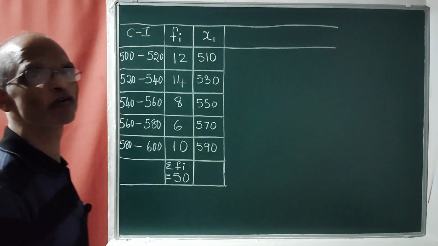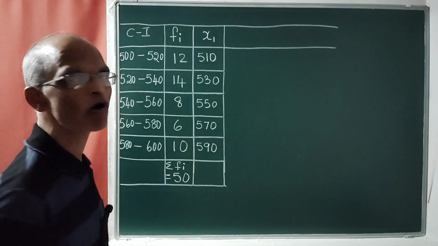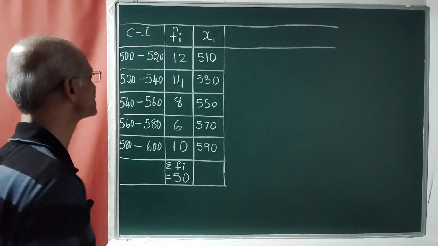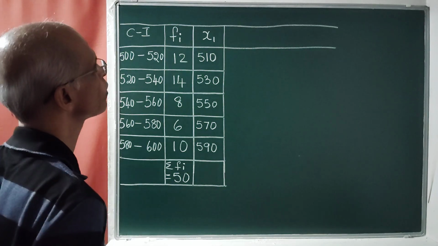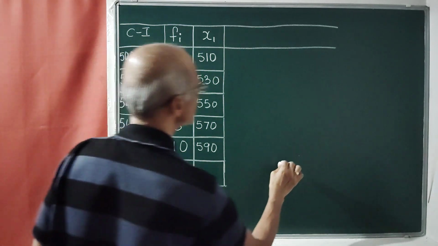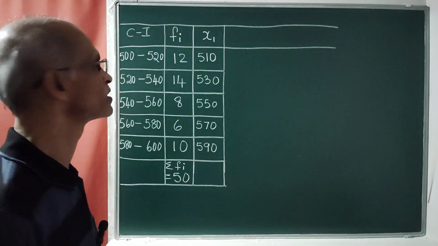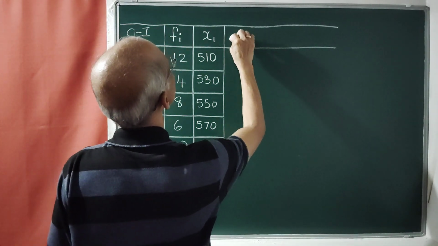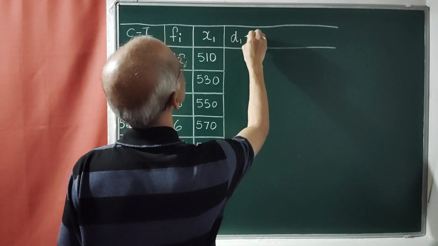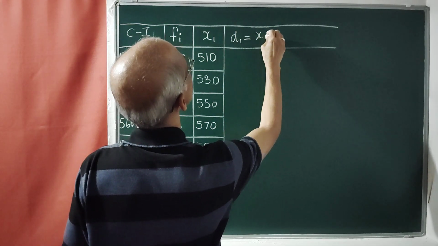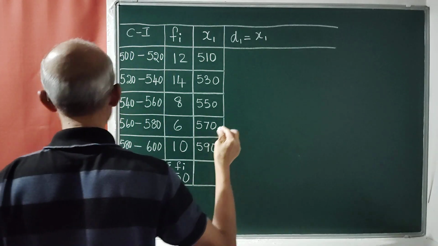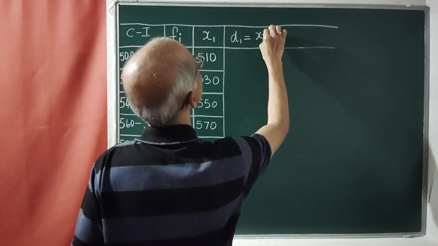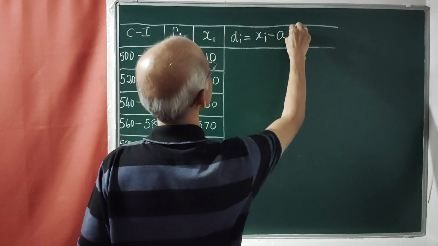Now, since the values of fi, xi are not small, they are large values. So we have to go for the next method, not the direct method. We can't use it here. We will go for which method? Assumed mean method. So for that, you have to find out the value of di. Di is equal to xi minus a.